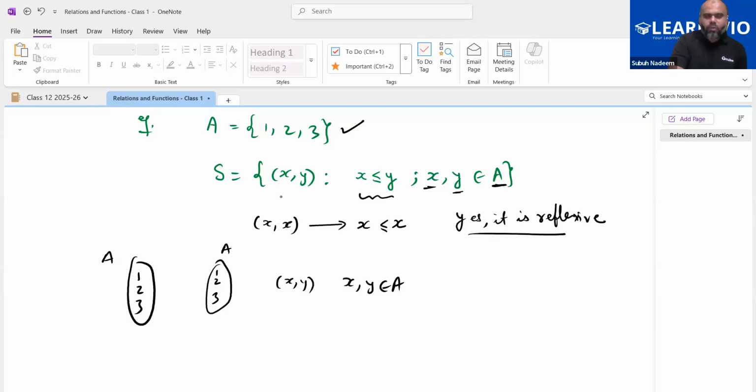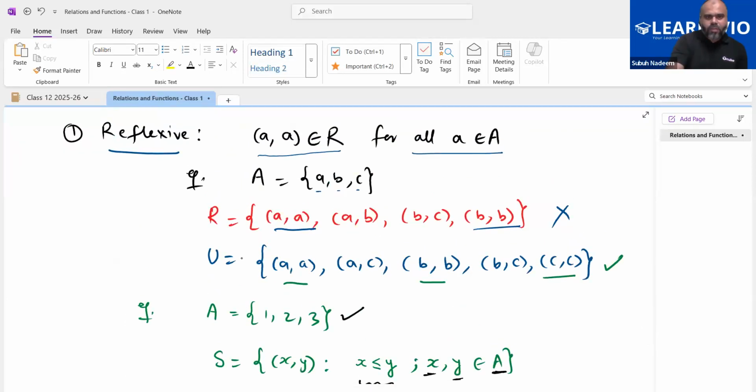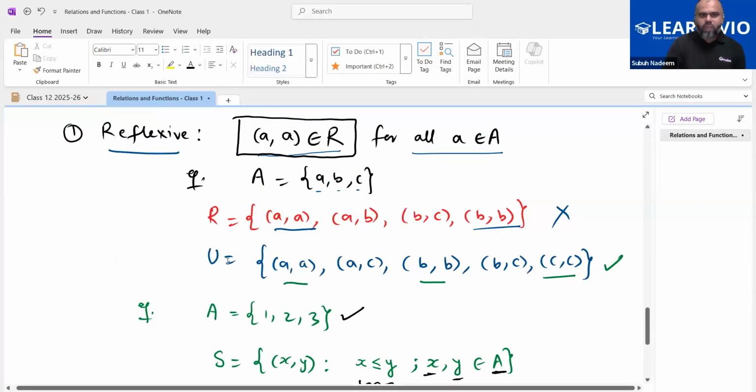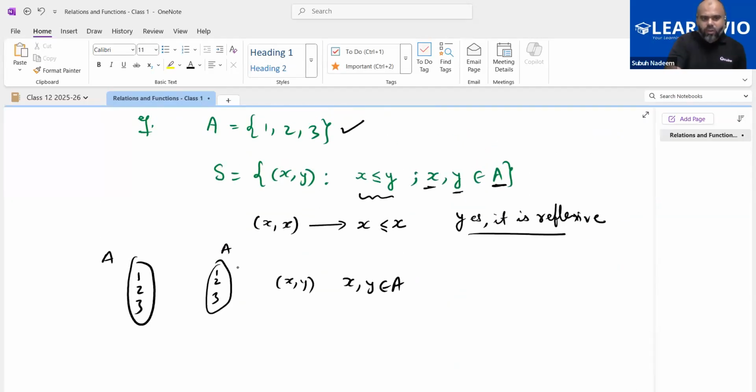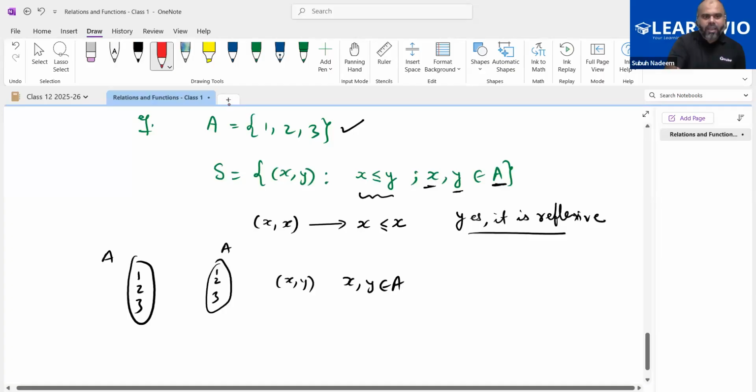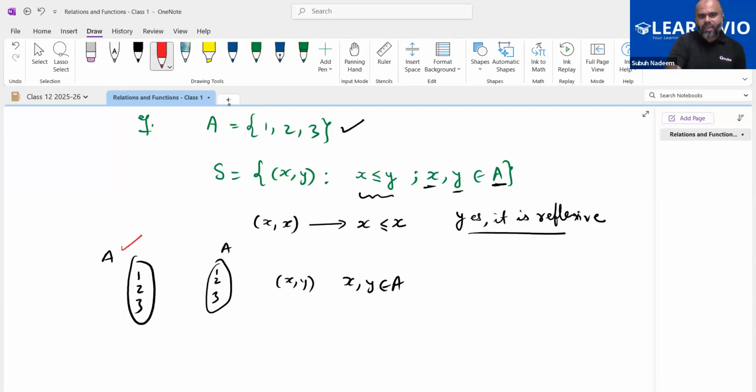So if I want to check reflexive, what we have to check is that (A, A) belongs to the relation. That is, a value is mapped to itself. So if we are comparing 1 to 1, 2 to 2, 3 to 3, whatever element we take from set A as X, the same element we take from set A as Y.